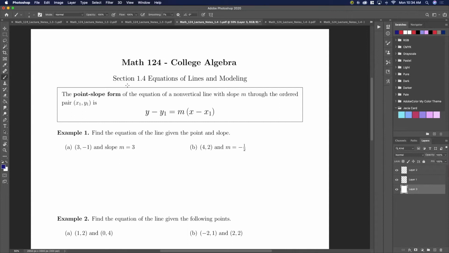Next one. So here we're going to talk about equations of line modeling. Modeling in math just means word problem. That's what it means.